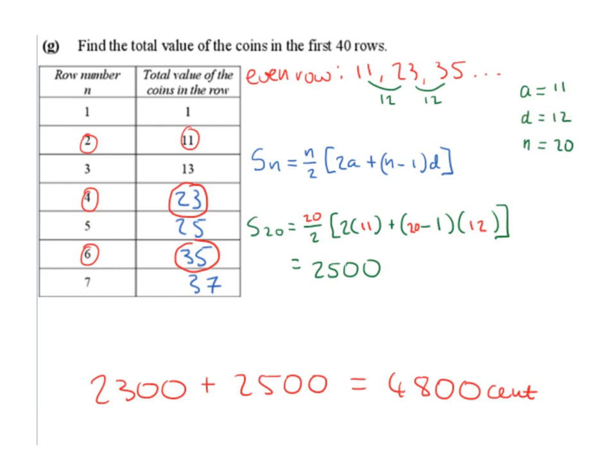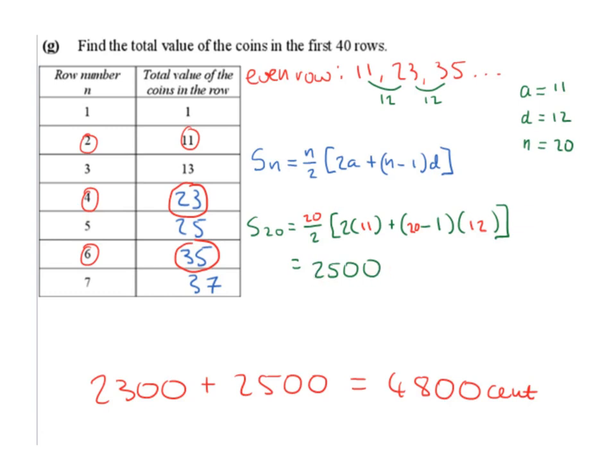The d again is 12, we're going up by 12 each time, and the n is 20, because there are 40 rows in total that we're interested in, and half of 40 is 20, and that makes sense because half of the rows are even. So we use our Sn formula, so n over 2 becomes 20 over 2, multiplied by 2 times a, which is 2 times 11, plus n minus 1, which becomes 20 minus 1, multiplied by d, which is 12. And again, we'll have to do this step by step. We can't put it all into the calculator in one go, but we end up with 2,500.